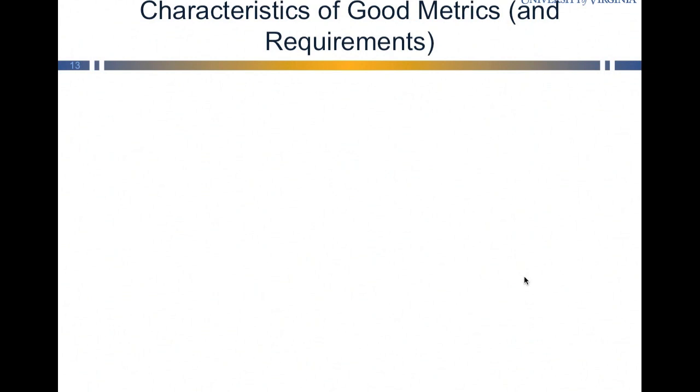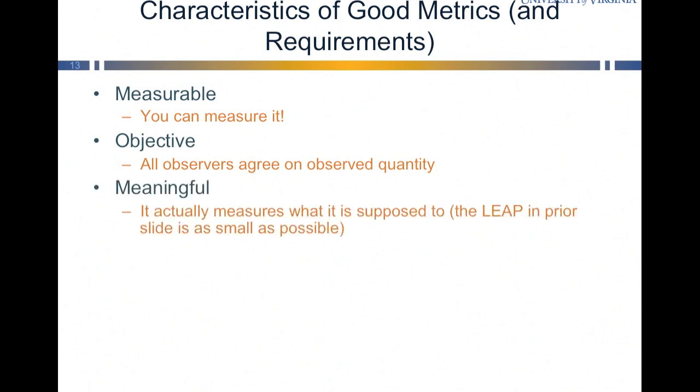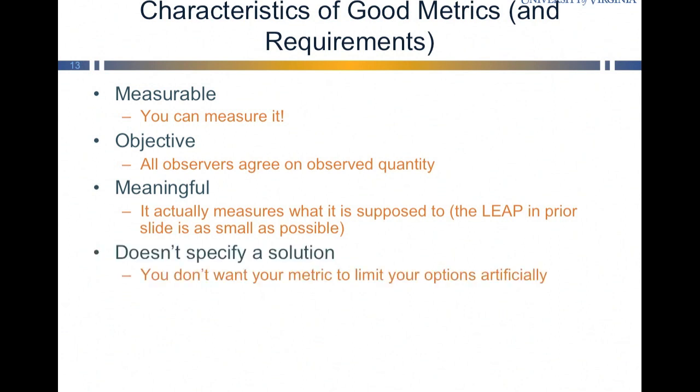So characteristics of good metrics, and also really for good requirements, they're measurable. A lot of times this means quantifiable, but not always. Something you can measure. It's objective. Different observers would agree on the measurement. It's meaningful. This essentially means that leap on that prior slide is as small as possible. It actually measures the objective it's supposed to measure. Doesn't specify a solution. Just like with objectives and functions, you want these to be solution independent. Understandable. You don't want to make something so complicated no one can understand it.